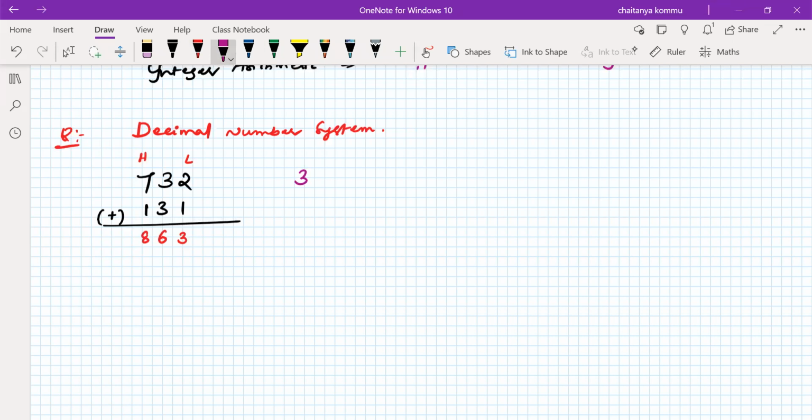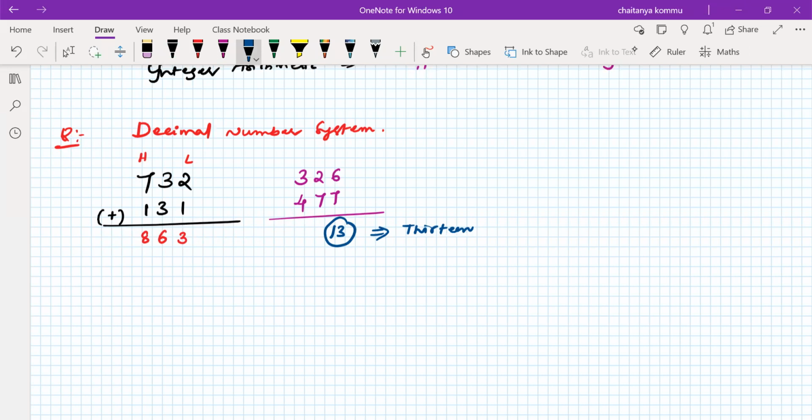Let us consider here 3, 2, 6 and 4, 7, 7. So how do we perform this operation then? 6 plus 7, what is the value? It's 13. But is it a valid digit in the decimal number system? No, it's not a valid digit.